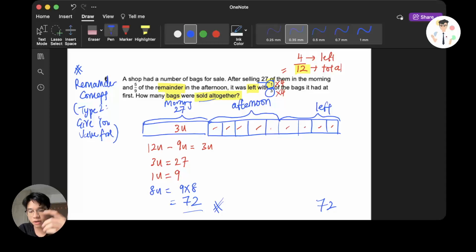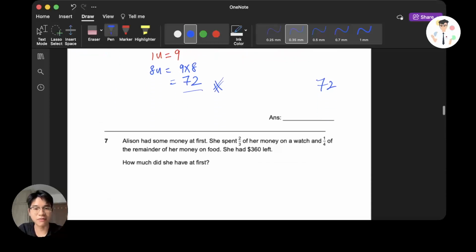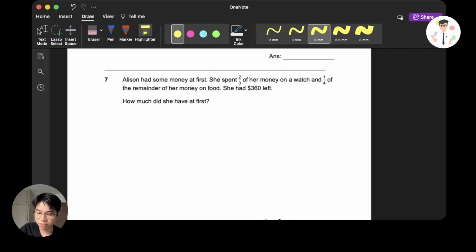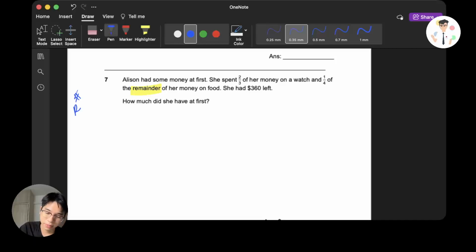Okay, now let's continue and look at our question 7. Question 7. Alison had some money at first. She spent 2/3 of her money on a watch and 1/4 of the remaining money on food. She had 360 left. How much did she have at first? Now again, the same thing. When you see the word remainder, you know that I'm asking what? Remainder concept.